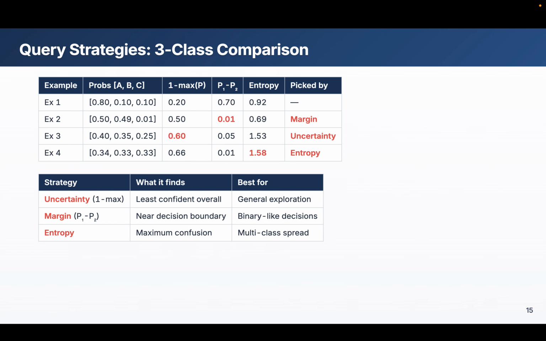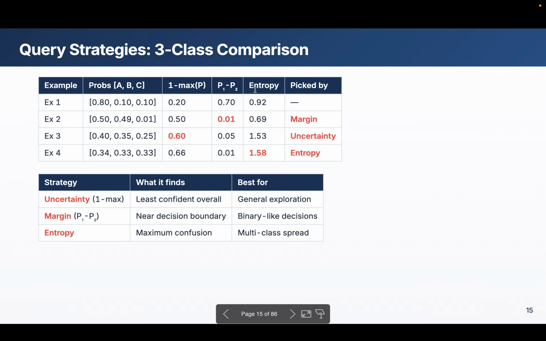Let's look at these examples. The first example is 0.8, 0.1, 0.1. The probability of the highest class is 0.8, so the uncertainty score, 1 minus max p, is 0.2. Similarly, the uncertainty scores are 0.5, 0.6 and 0.66. If we were to look at only this criterion, then example 3 is the one we would say we should be labeling. But if we look at P1 minus P2, we get 0.7, 0.01, 0.05 and 0.01. In that case, you would want to label either example 2 or example 4.